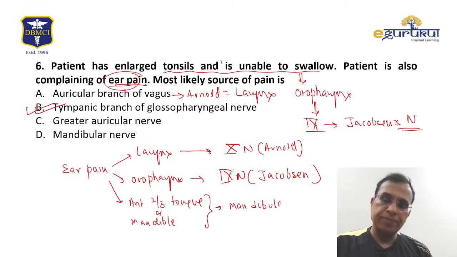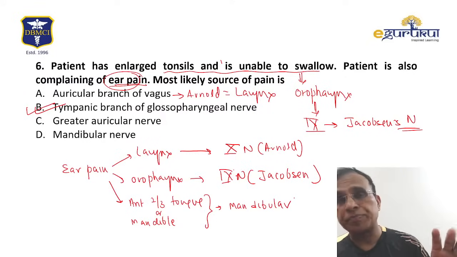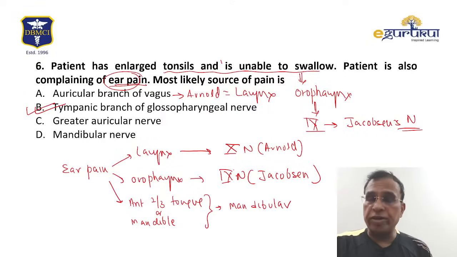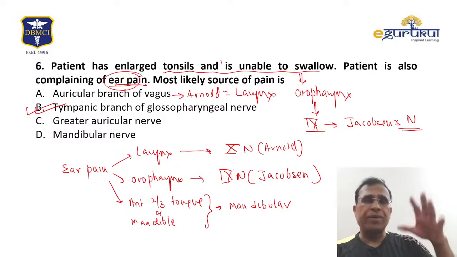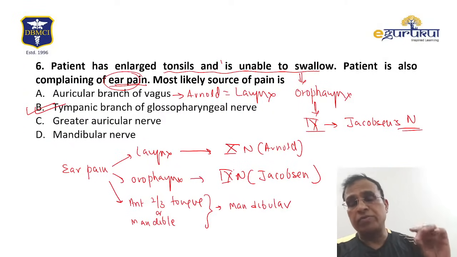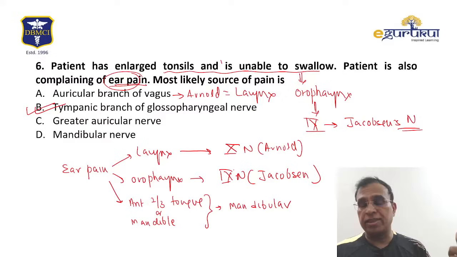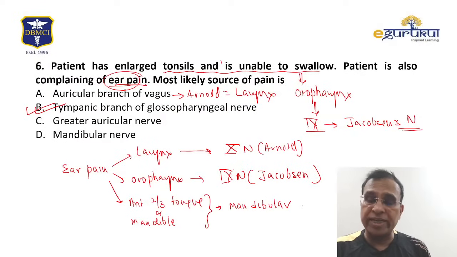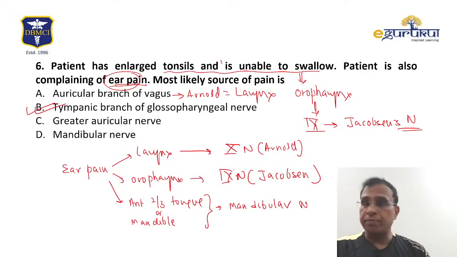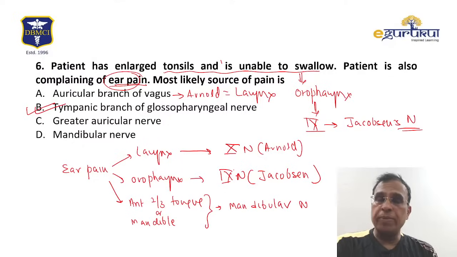So basically 2 things to remember here. If there is ear pain or referred ear pain from any part of the body, the answer has to be one of these 3 nerves: either the 10th nerve, the 9th nerve, or the mandibular nerve. There is no 4th nerve that can cause referred ear pain from any part. So it has to be one of the three nerves depending on which part. If you remember that, it becomes very easy.